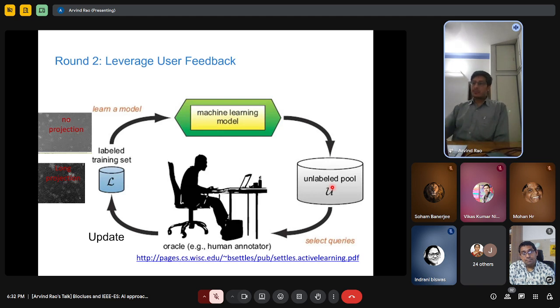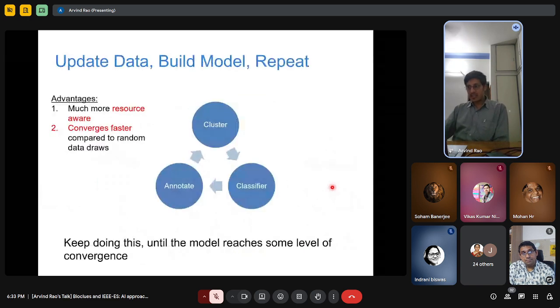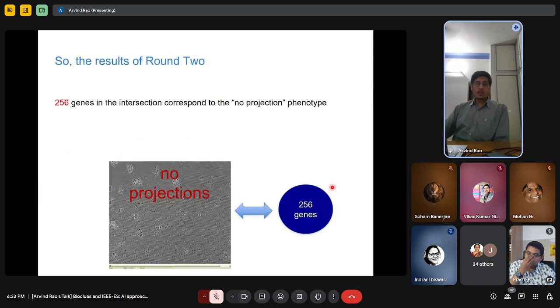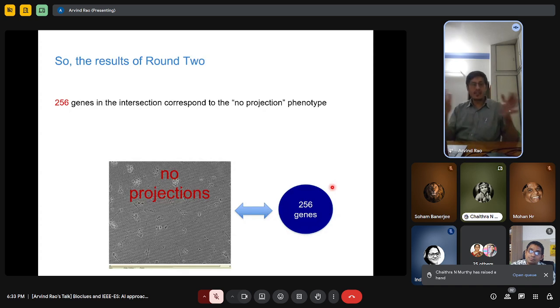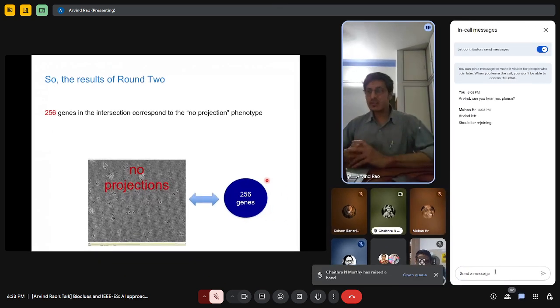And that really sped up the learning process. So we did this a few times, and the second round, you run the same thing again. You now get 256 genes instead of 351 genes. We reduced our search space by 100 genes. You can keep doing this a few times until you converge to a set of genes that you are comfortable with.